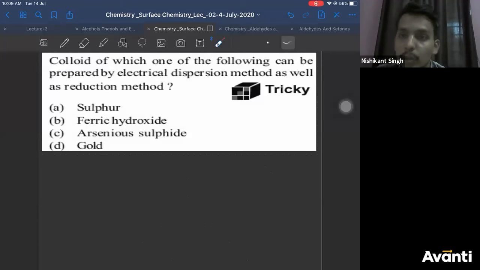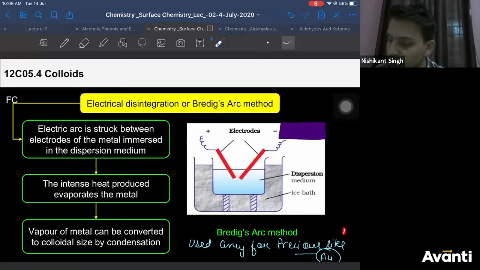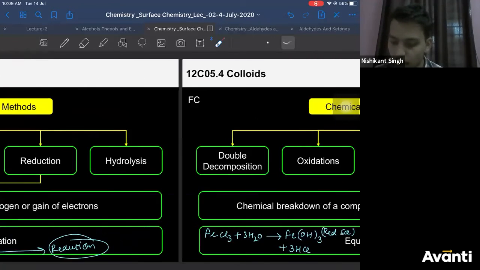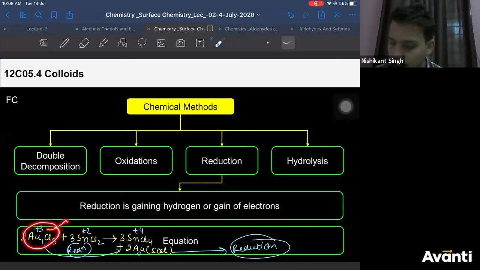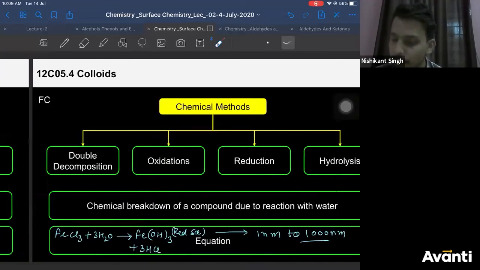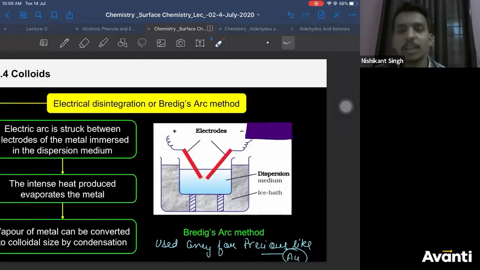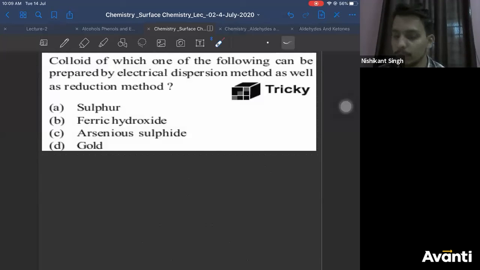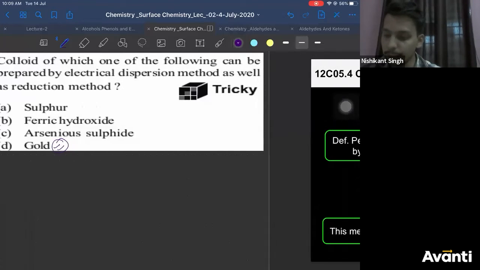Chalo. Yeah, most of you are right. It is the gold sol which you can prepare. Just now I told you that you can prepare precious metals like gold by Bredig's arc method. And you had also seen you prepared gold by reduction of AuCl3 to Au. Right? So you can prepare gold sol because gold is a precious metal, so Bredig's arc method can be used. It can also be prepared by reduction of AuCl3 to Au. We had seen this also. So I hope this part is also clear. The correct answer, as answered by many of you, is D. I hope it is clear.